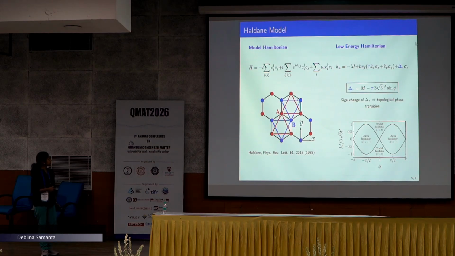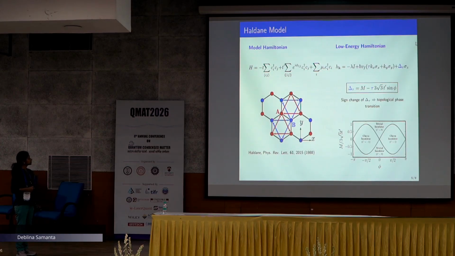So this is a brief overview of the Haldane model, of course you all know it. This is basically a graphene Hamiltonian with 2 different sublattices, A and B. The first term is nearest neighbor hopping, the second term consists of next nearest neighbor hopping with a complex phase factor in a clockwise direction, and the last term is the onsite chemical potential.